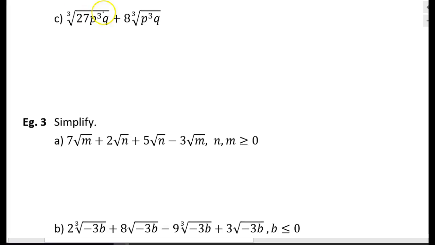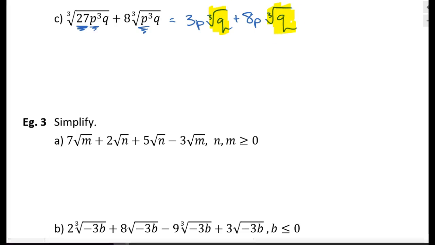Our last one in this example is a cube root, but the same principles apply. 27 actually is a perfect cube, and so is p cubed. So I'm going to take the cube root of that, which is 3p cube root of q, plus 8p cube root of q. Again, doing this allows me to get that matching radical. 3 plus 8 is going to be 11p cube root of q.